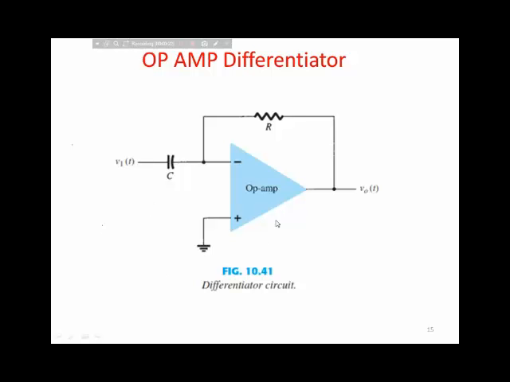Next topic is the op-amp differentiator. This is the circuit of our differentiator, in which the output would be the derivative of the input applied to this circuit, that is V1 of t. As you can see, for our differentiator, the position of these two components is interchanged from the last circuit that we saw in the integrator. That is, now the resistor is connected in feedback and the input is applied through a capacitor.